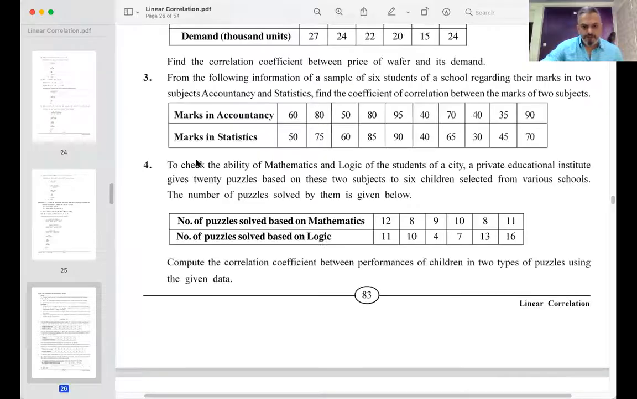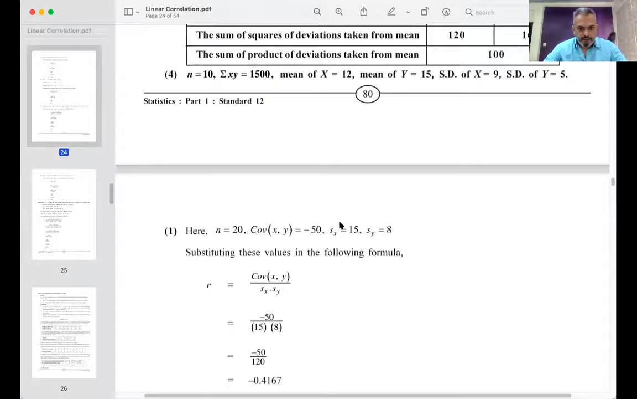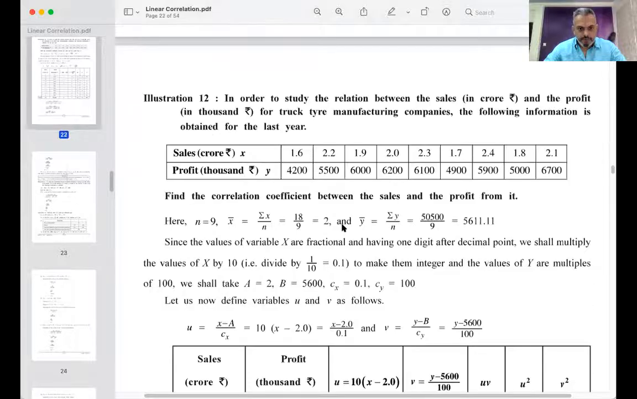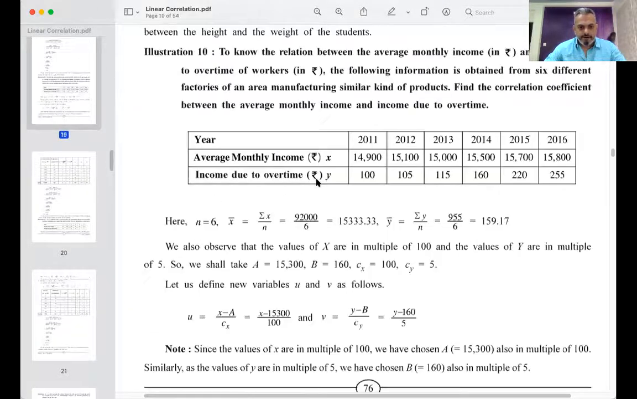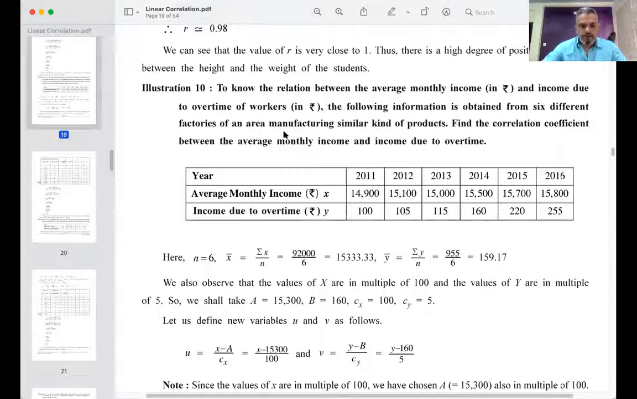Those who don't have the textbook can see over here on the screen. In illustration number 10, you can see that the numbers are 14,900, 15,100, 15,000, 15,500, and so on. So your common divisible number is, you can see, 0, 0 common in all of them. So the common divisible number is 100.